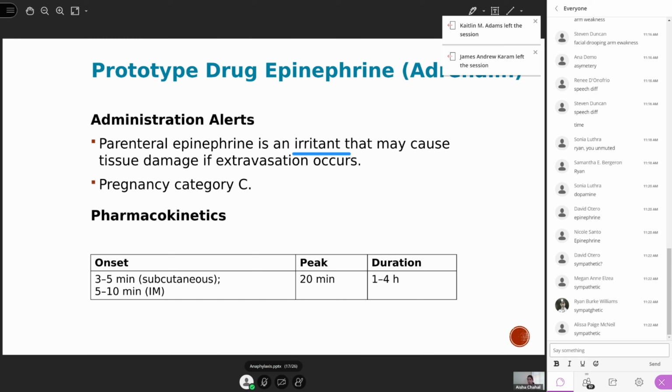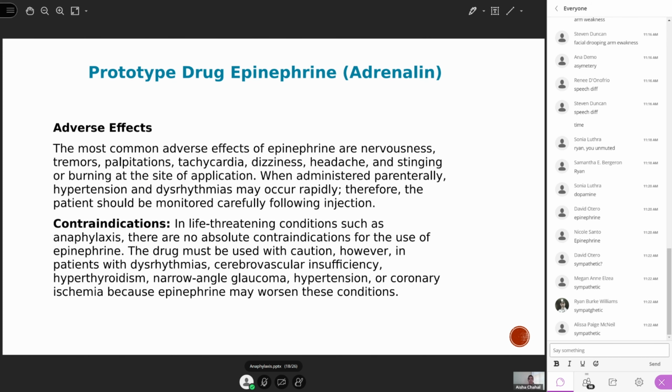Pregnancy category C drug. There are different pregnancy categories, A, B, C, D, E, and I think Z. C means that the provider has to weigh the risks and benefits, and it acts pretty fast, as you can imagine. These are the adverse effects of epinephrine.